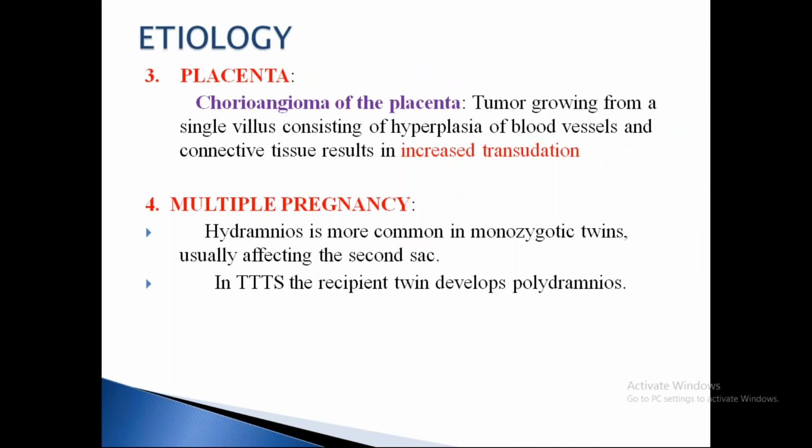And coming to the placental causes, tumor of the placenta. What is the tumor name? Chorioangioma of the placenta. It arises from a single villus, and there will be hypoplasia of blood vessels and connective tissue that leads to increased transudation. So chorioangioma of the placenta is important. Number three is multiple gestation. Hydramnios is more common with monozygotic twins, especially when they have TTTS. Have you heard of twin-to-twin transfusion syndrome? In that condition, one will develop polyhydramnios and the other will have oligohydramnios.